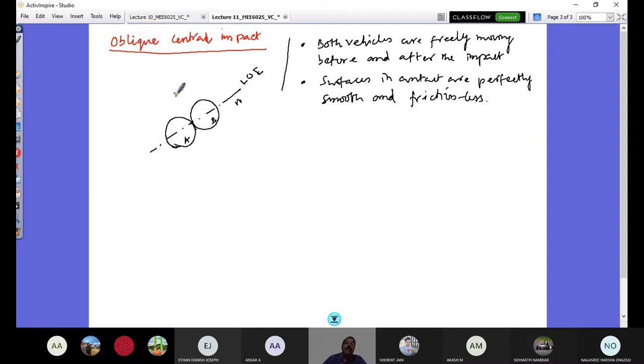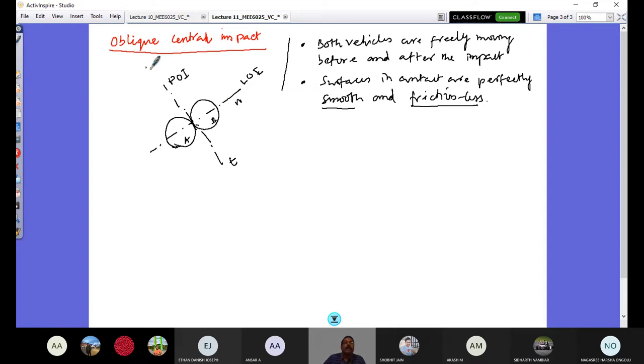And then I take an axis perpendicular to this, or tangential to the contact surface. We call this the tangential axis, or it is representing the plane of impact. And the contacting surfaces are perfectly smooth and frictionless. So what would happen? There is an exchange of force only along the line of impact, and they would have the same magnitude in opposite directions, so they do get cancelled. So along the line of impact, you will have linear momentum conserved. We will see that in a while, how it goes.